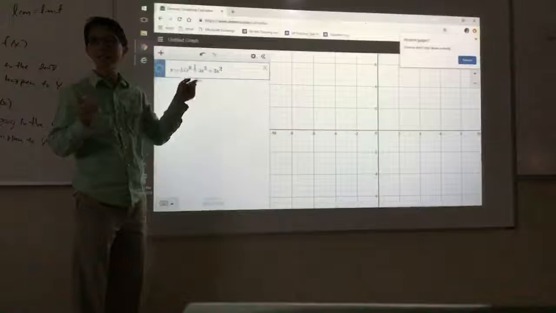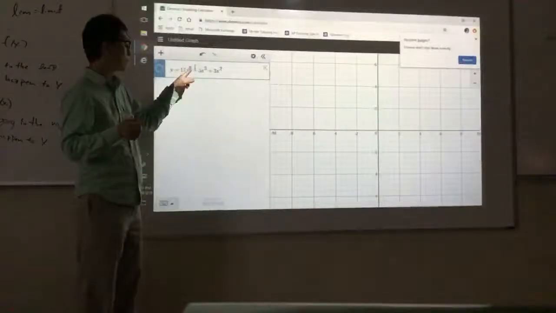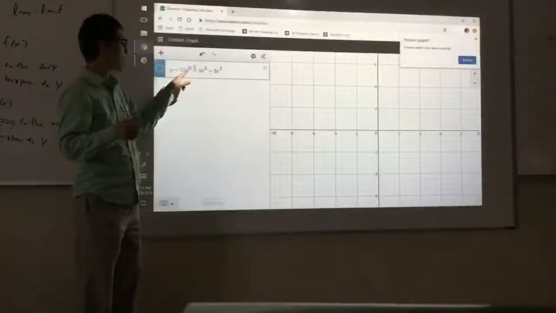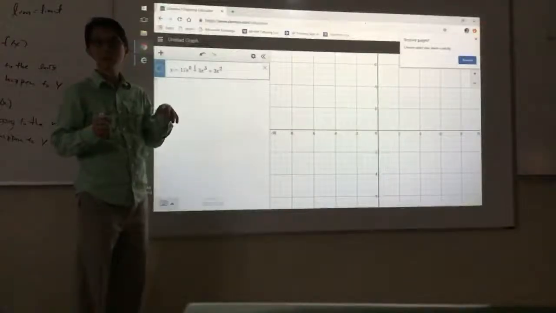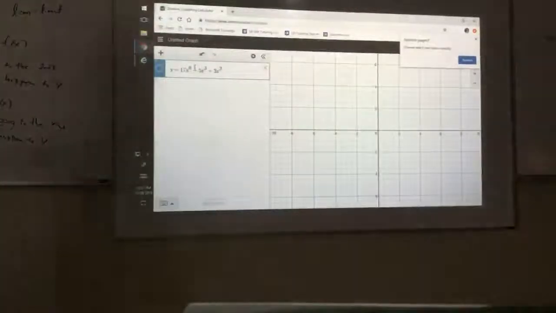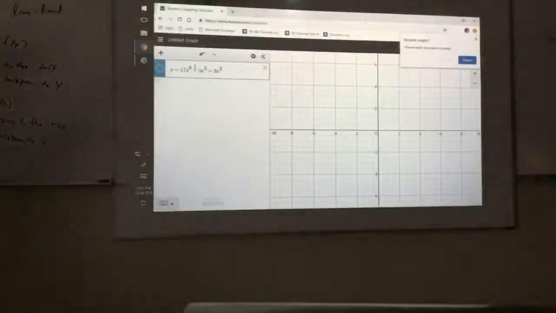6, so is that even or odd? Even, right? Even degree. And then the 17 is positive or negative? Positive. So we're gonna go to the positive and even degrees. So that means both sides are gonna go up.